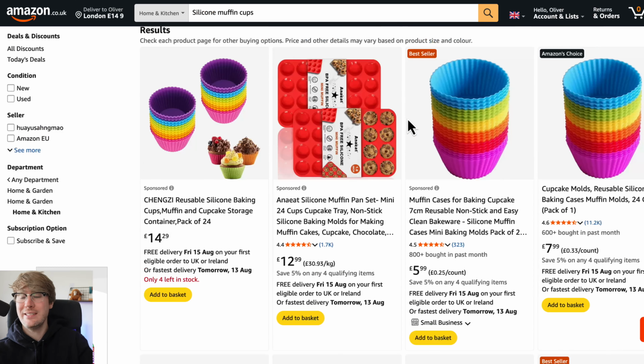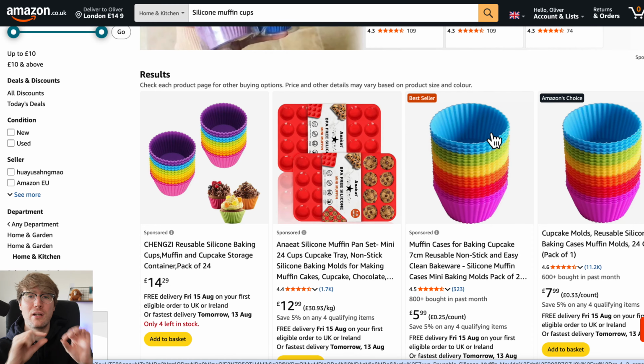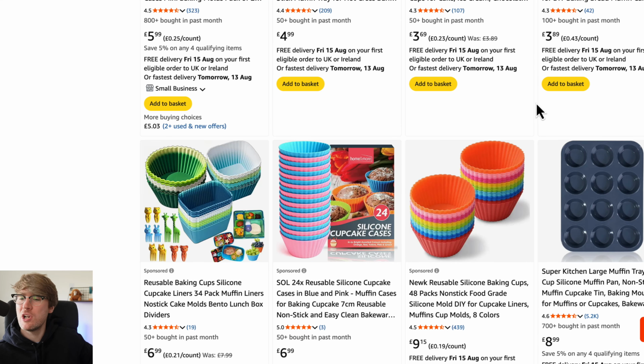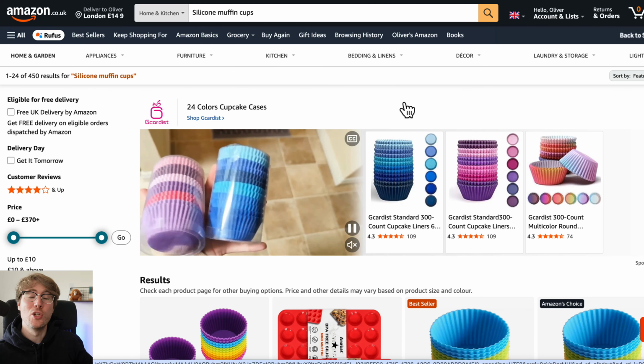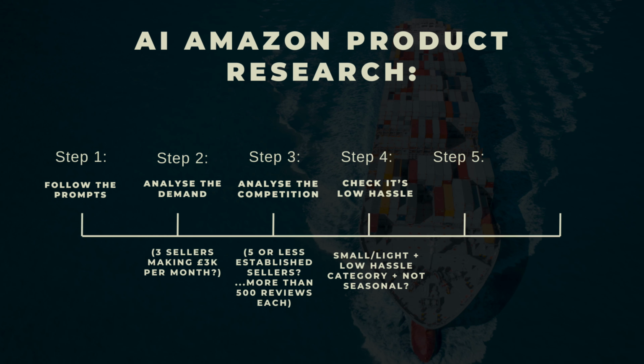All right. Are they easy to manufacture? Well, I mean, it's a piece of silicone shaped in a certain way, like a thin piece of silicone put into a mold to make each muffin cup. I don't think it's going to be that hard to actually manufacture these. Certainly small, certainly light. I can't see them being difficult to sell logistically. Once we're confident of that, we're going to move on to step 5.